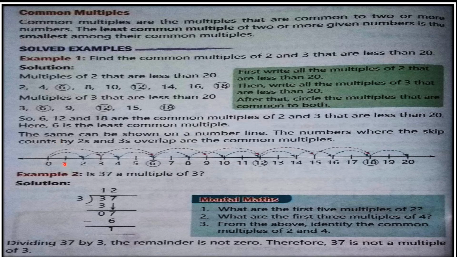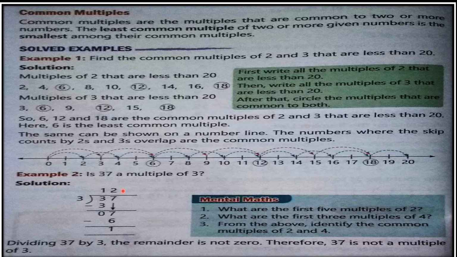Now we need to find out the common multiple. So which one is the common? See the overlapping one. Here the multiples of 2 and 3 are overlapping: 6, then 12, then 18. So we can write it on the number line also. Got it, children? Very easy.